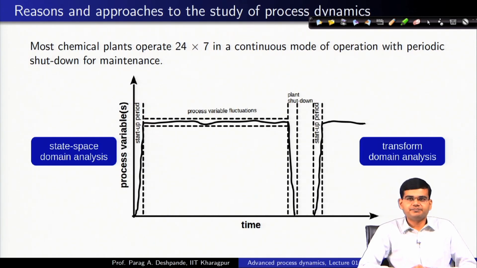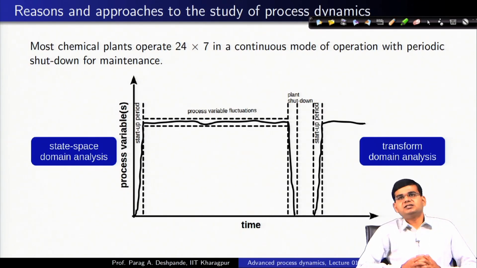So, now the final question which arises in our mind is how to analyze the dynamics or analyze the dynamical systems. As I made a mention during the beginning of the lecture, there are basically two broader ways of analysis. One is called the state space domain analysis, the other one is called the transform domain analysis. So, when do we do state space domain analysis and when do we do transform domain analysis?